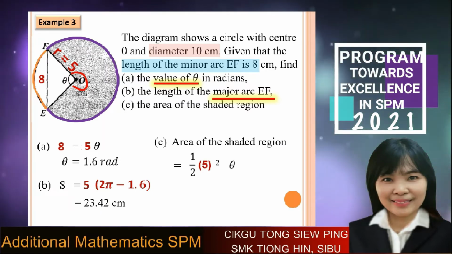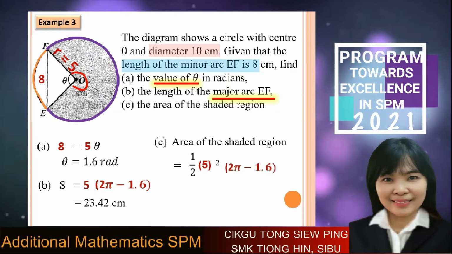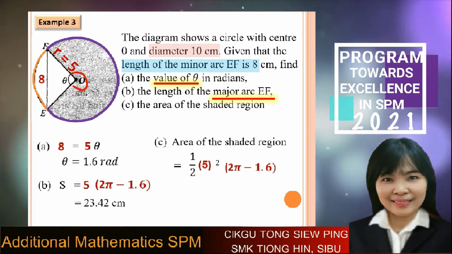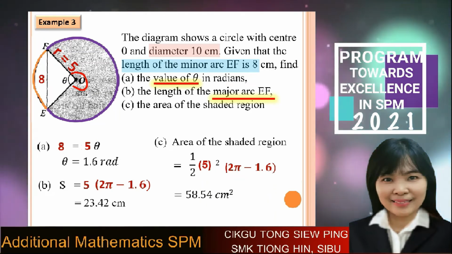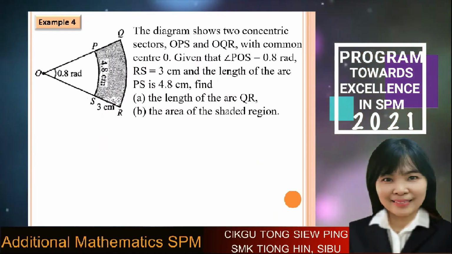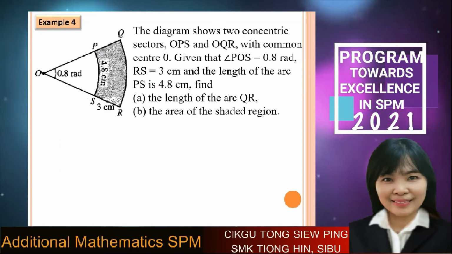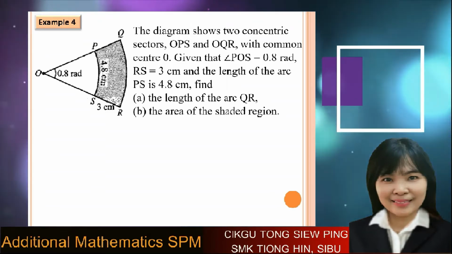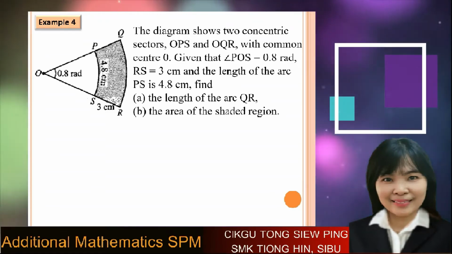And the angle of the major arc EF, that is 2 pi subtract 1.6. Multiply it, you get the answer of 58.54.